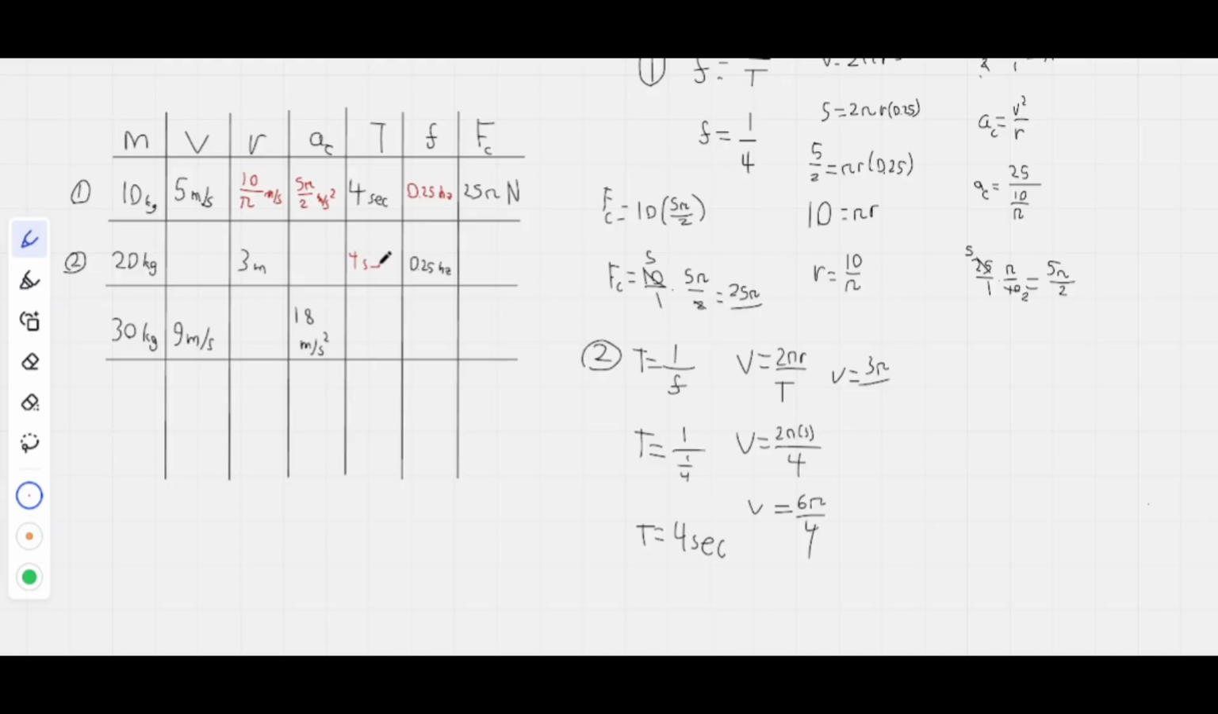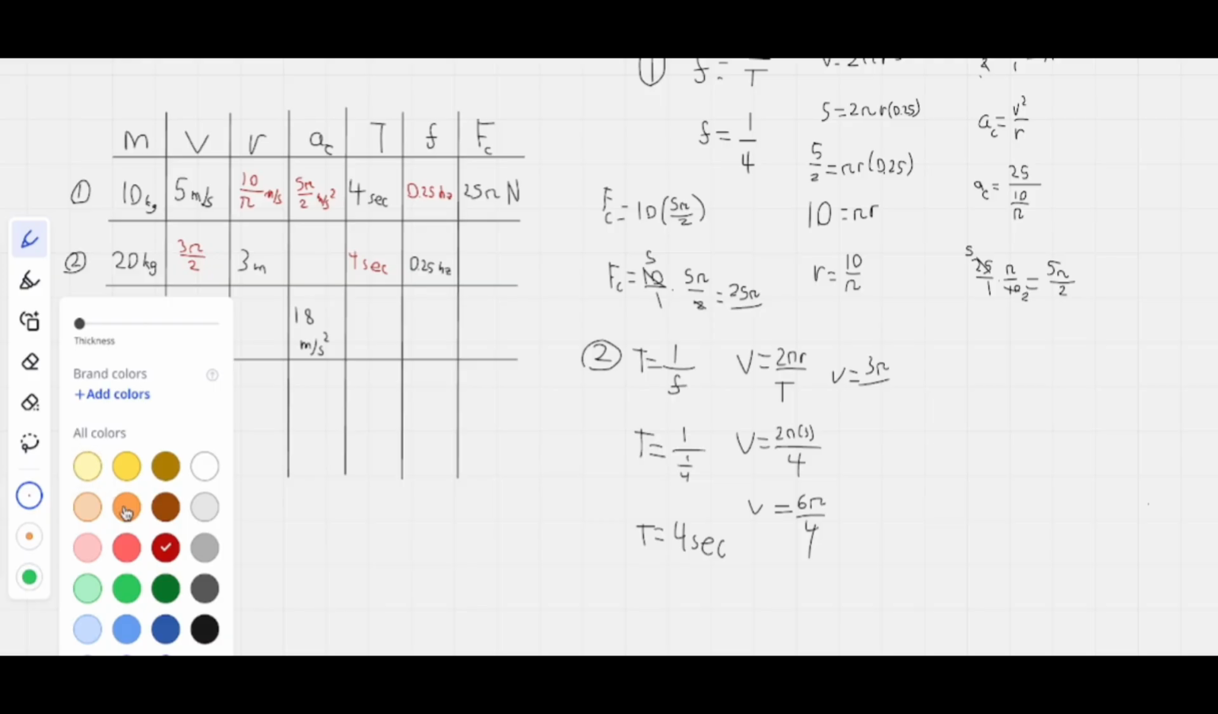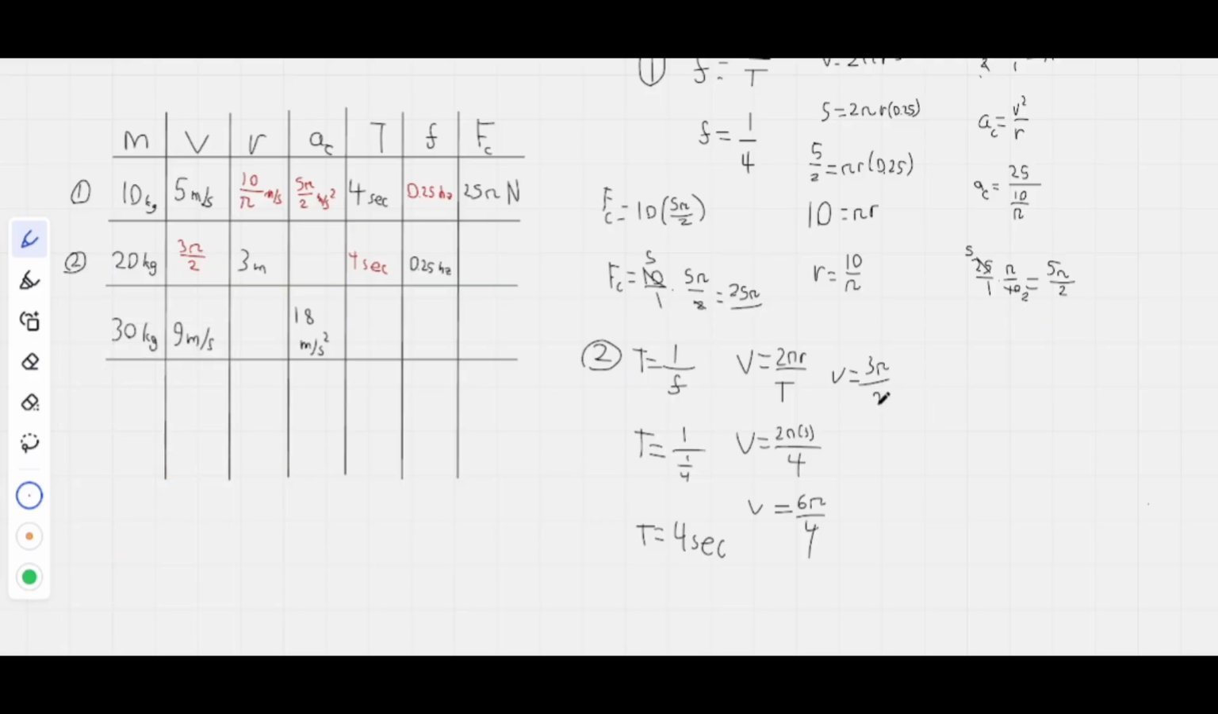4 seconds. And we found our velocity is 3 pi over 2. Now that we found our velocity, we can find out our acceleration. As you can see, it's just a chain of events. You find one thing, you're able to find another, and then another, and it just keeps going on like that. You just have to plug it into the formulas.